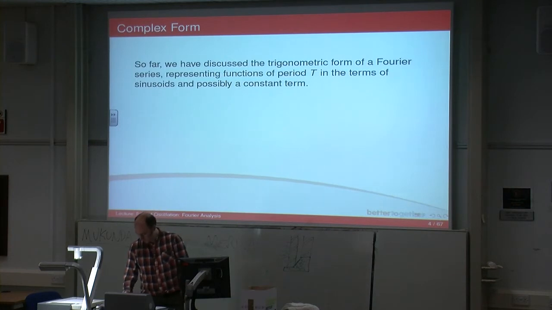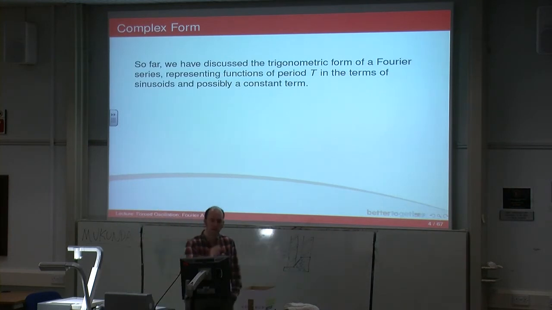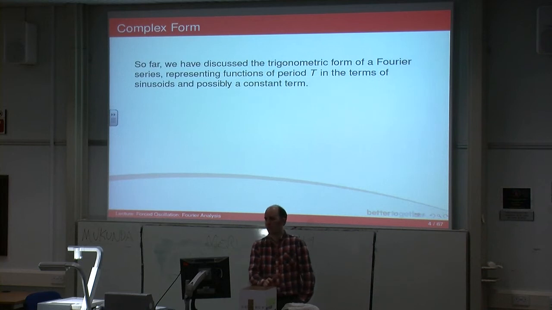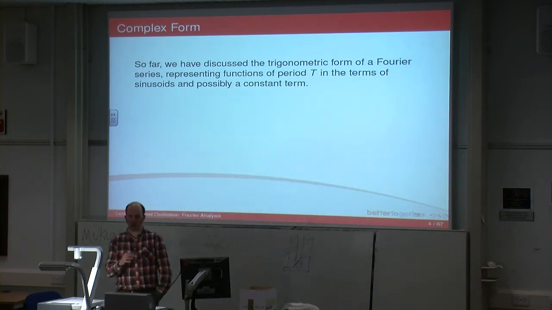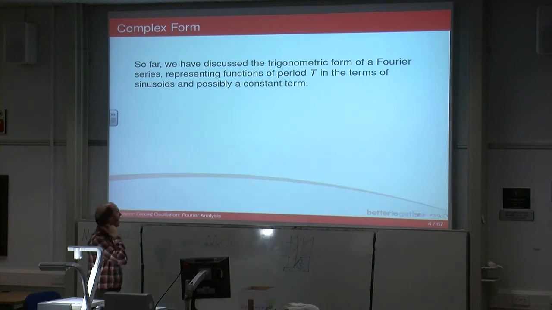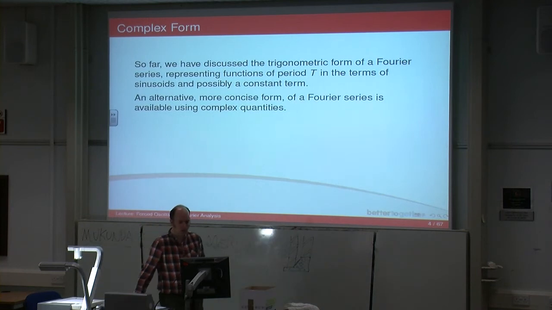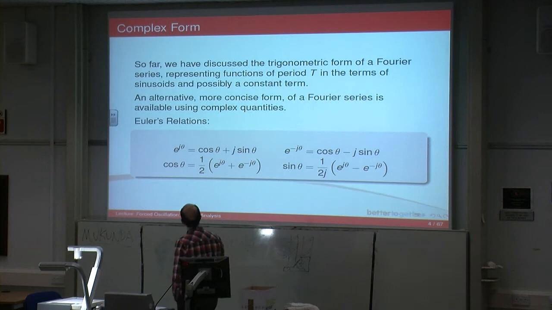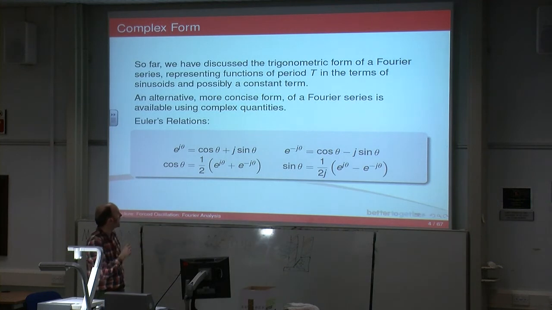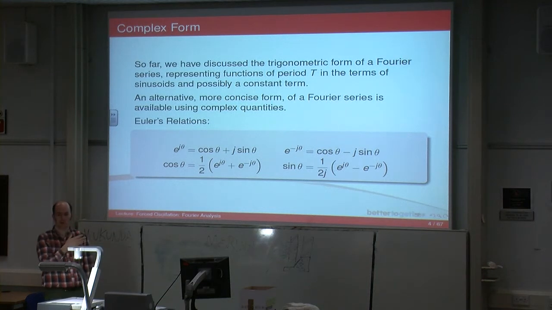So let's go over it, because the derivation is based on the complex form of Fourier series. We'll go through the derivation again. We did do it some time ago, but it's quite useful to know how this works. We had Fourier series in terms of a bunch of sines and cosines, and a constant term. But there is a more concise way of writing that, and that uses complex numbers.